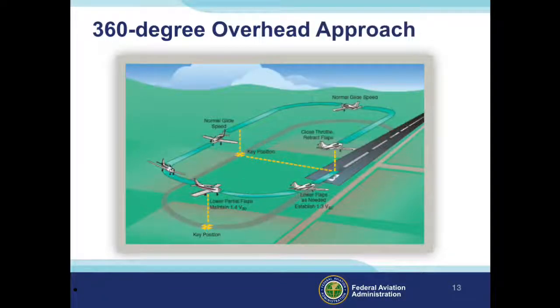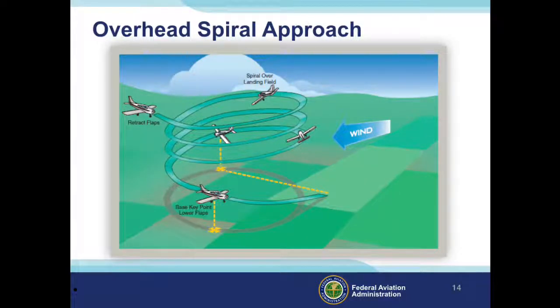The 360-degree overhead approach calls for even more judgment and skill. Here, we close the throttle while over or slightly adjacent to the intended landing point and glide a complete, albeit shorter pattern to a landing. This maneuver is usually started at 2,000 feet over the runway. As with a 180-degree approach, there are two key positions. The first is abeam the selected touchdown point. The second is on base when in position to land. Finally, we have the overhead spiral approach. This technique is used to descend from cruise altitude over a selected forced landing area or runway. Best glide speed and configuration should be maintained until the base leg key point is reached, where the airplane is configured for landing at 1.3 Vso.